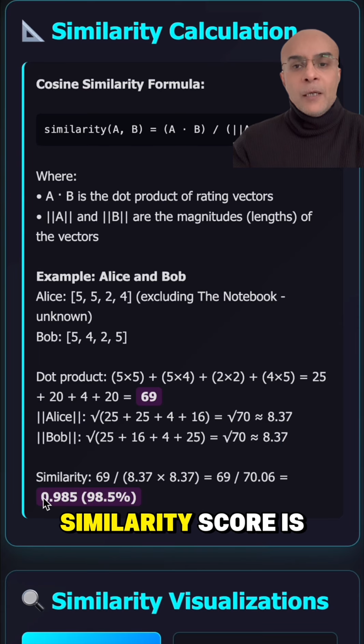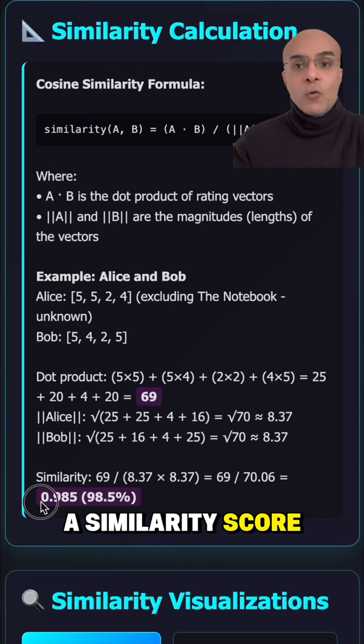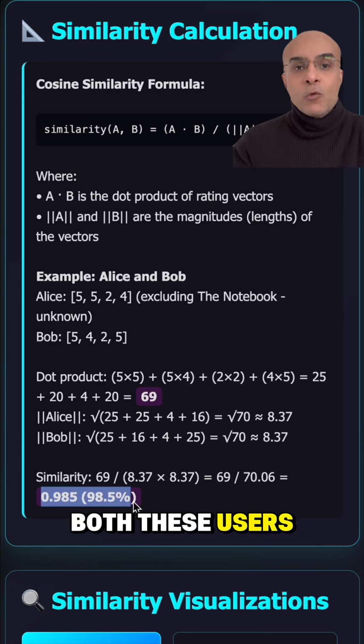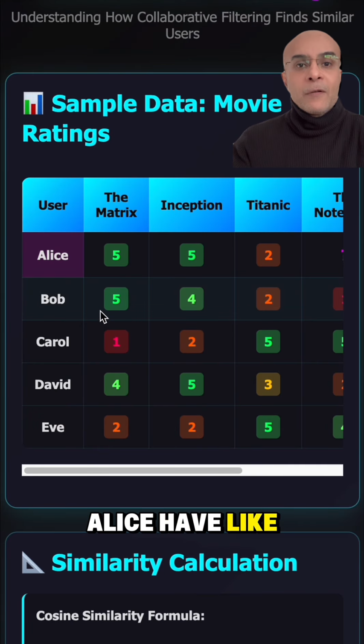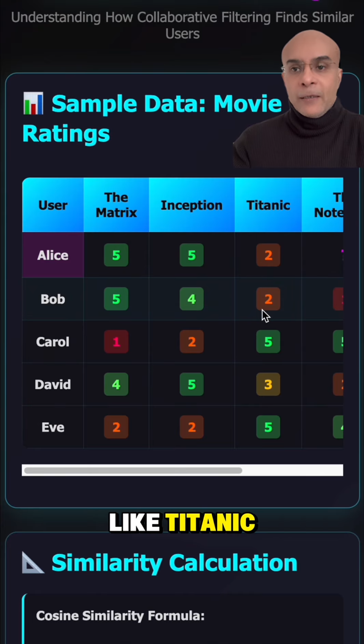And if the similarity score is high, in that case, both users are very similar. So here we see between Bob and Alice a similarity score of almost 98.5%, which means that both these users are very similar when it comes to movie interest. And this is very evident if you see both Bob and Alice have liked science fiction films like The Matrix and Inception, but they haven't liked romantic movies like Titanic.